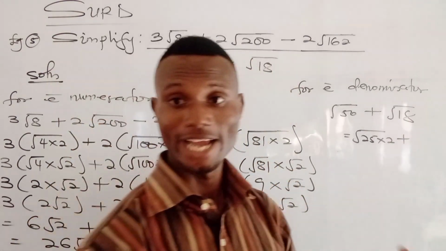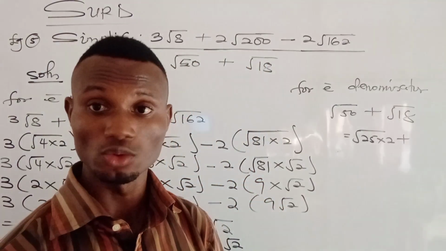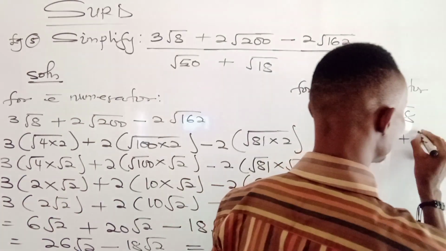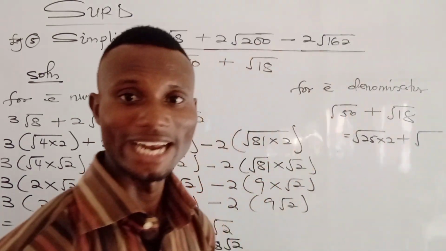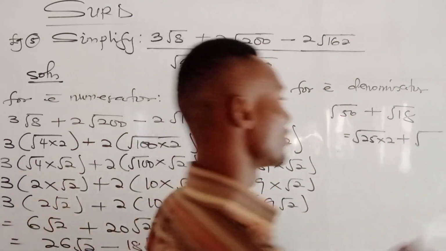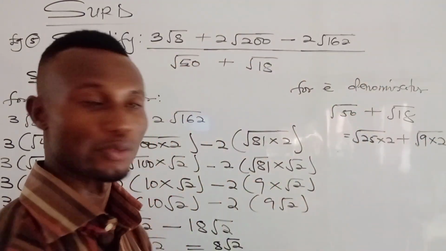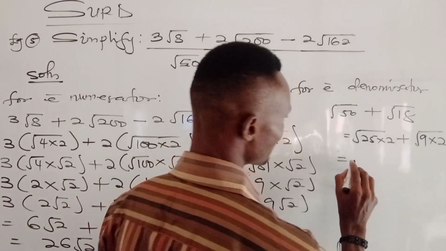Okay, so the two numbers you can think of is 9 times 2. 9 times 2 is 18, and the 9 is a perfect square. So in place of the 18, I'm going to write 9 times 2. Okay, I hope you agree with me. So I'll have my 9 times 2. I hope you agree up to this point. Now let's go ahead and simplify further.